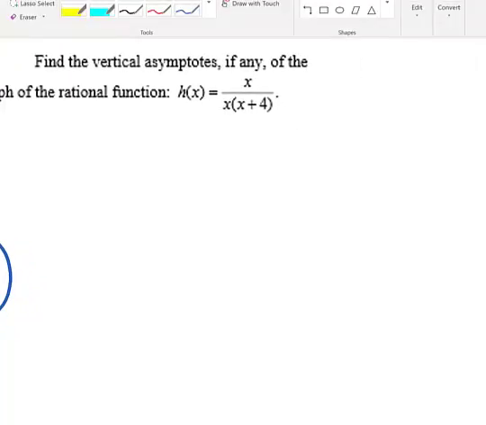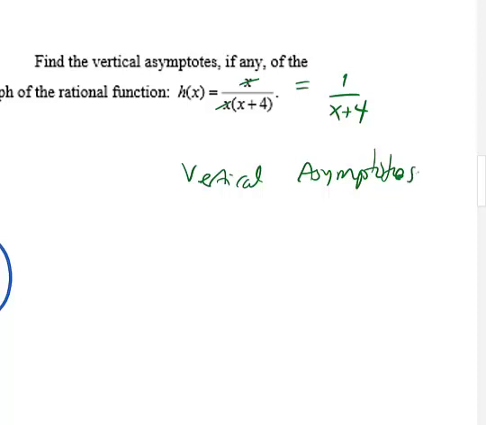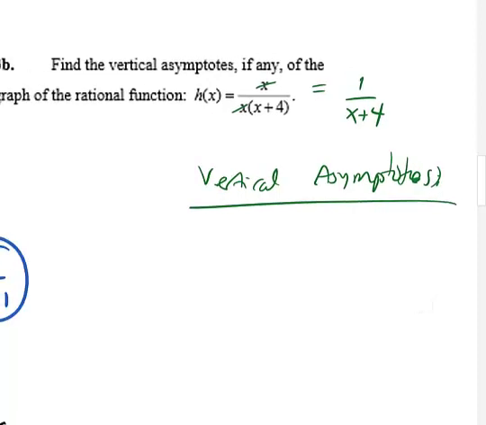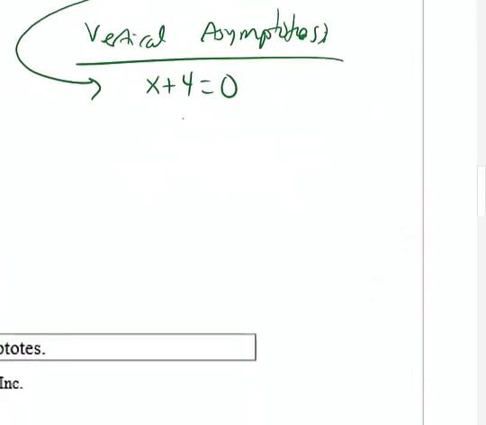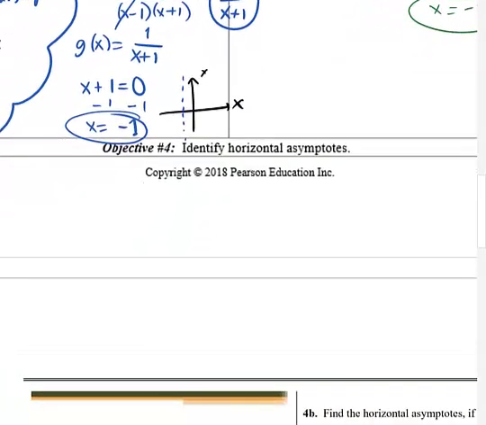And this one is nice because they've factored it for us, so I can just start putting it in lowest terms by canceling those x's. So it's 1 over x plus 4. I can find the vertical asymptote, or asymptotes. Sometimes there's more than one. It just depends how many solutions you get when you do this part right here. I'm going to subtract 4. It looks like x equals -4 is where the vertical asymptote is. And again, that time we only got one vertical asymptote, but sometimes there are more than one.